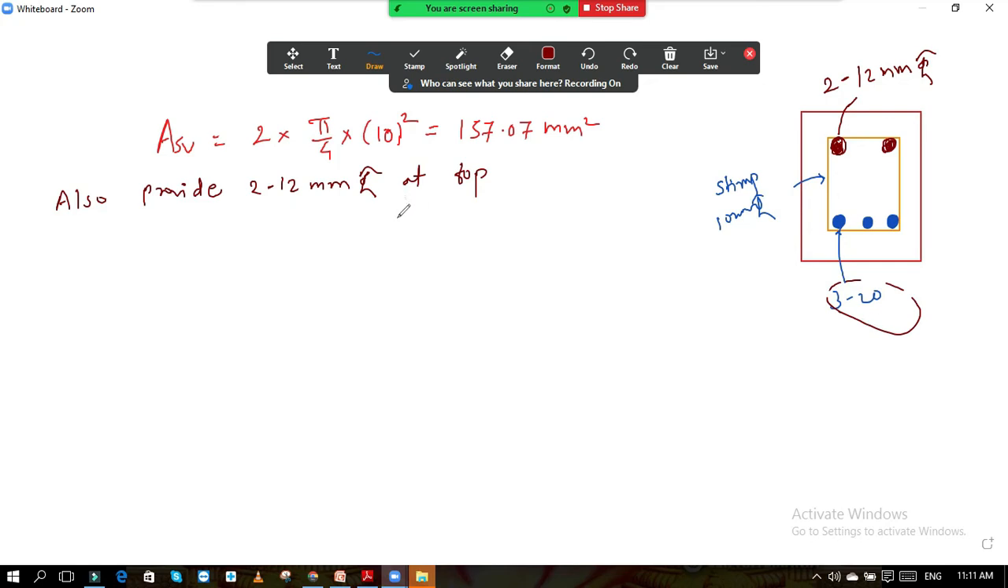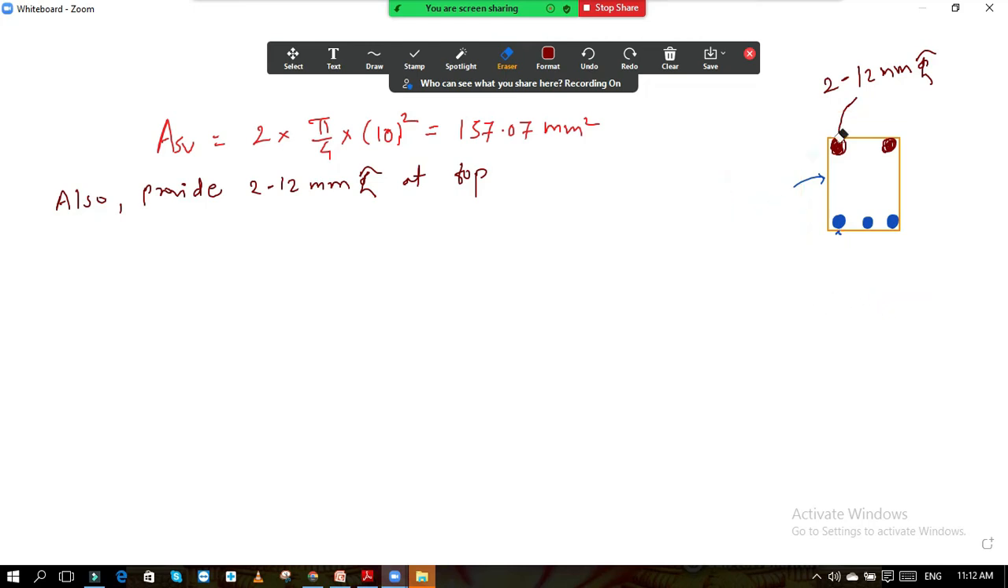We have designed these bars, but these bars we have provided as per the norms given by the Indian standard codes for earthquake resisting proof design. Okay, so here the 2 bars of 12 mm diameter we need to provide at the top. Now see, I will draw the correct diagram.